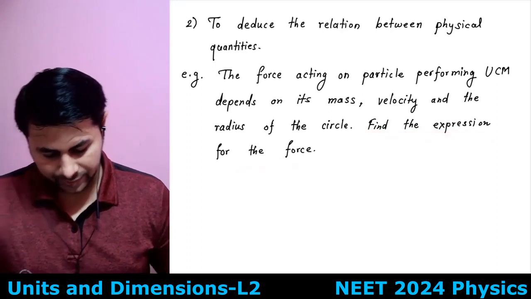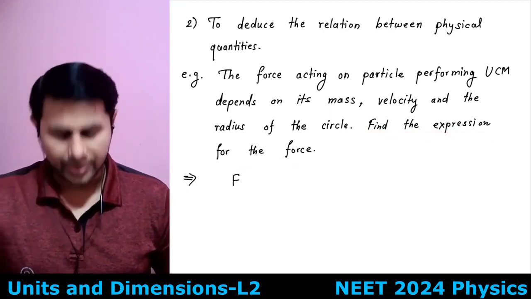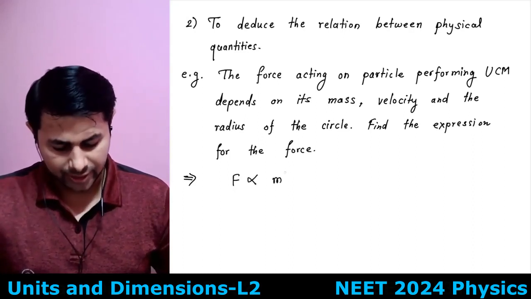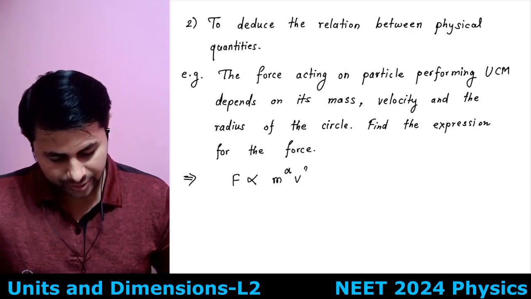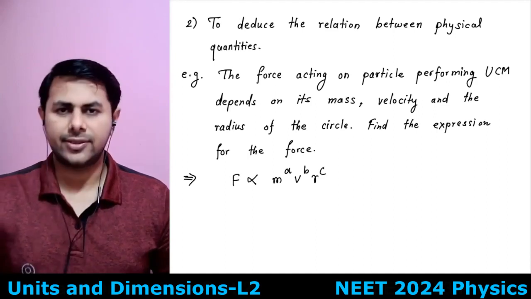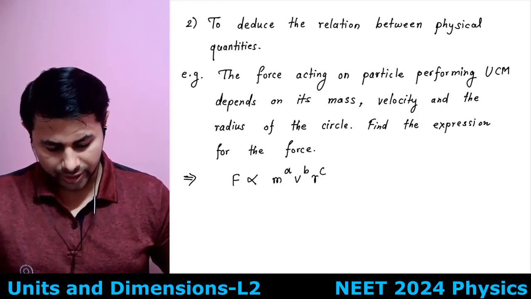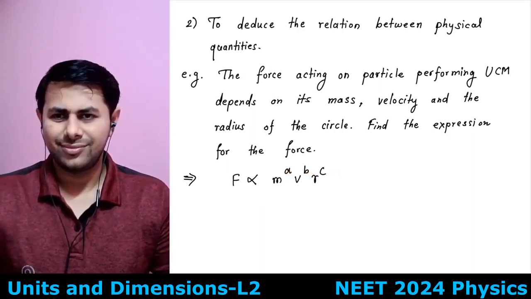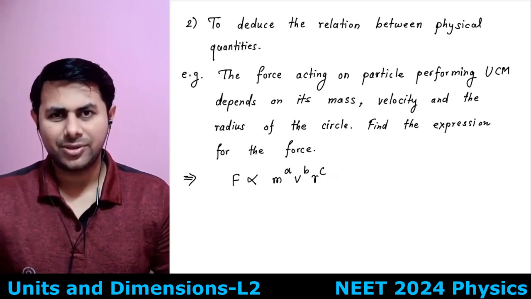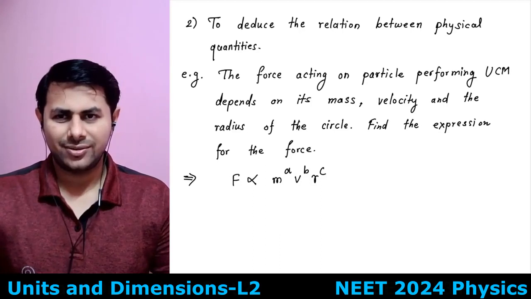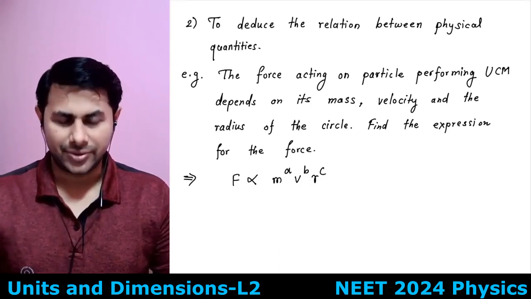What's given? The force acting on a particle performing uniform circular motion is proportional to mass to the power A, velocity to the power B, and radius to the power C. We don't know the values of A, B, C. Do you know? No, sir. Do you know the formula for centripetal force? It is m v squared upon r. Okay, that we'll find out.